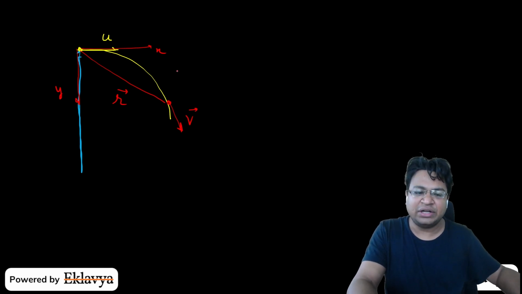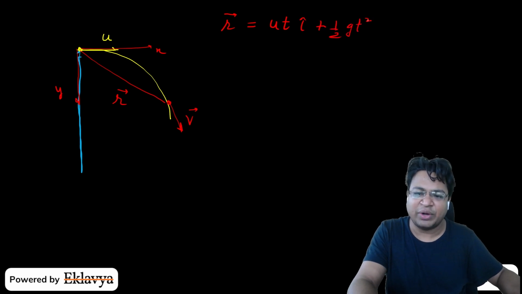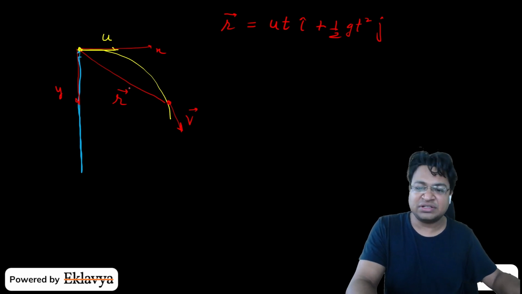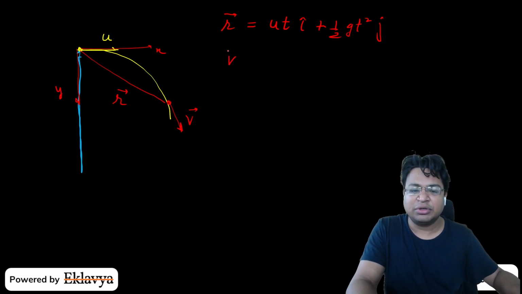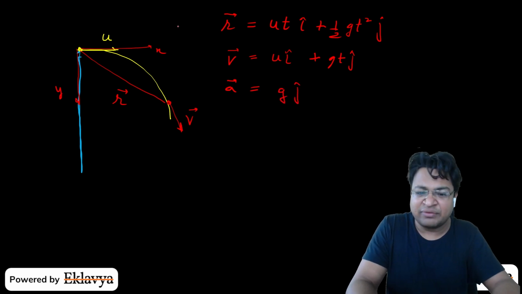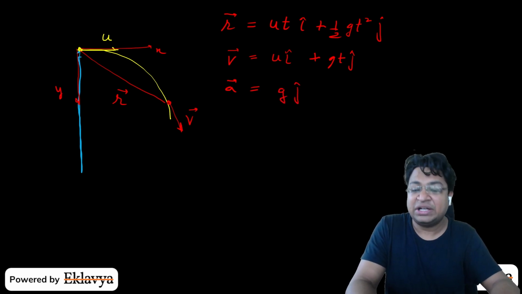So if I have to write the position vector, I will write it as ut i cap plus half g t square into j cap. Note this. Remember that I've assumed the y direction to be the downward direction, and therefore we are writing like this. What about the velocity vector? The velocity vector would be written as u i cap plus g t j cap. What about the acceleration vector? The acceleration vector would be written as g j cap. So we have written r, v, and a in terms of i, j and time as functions of time.